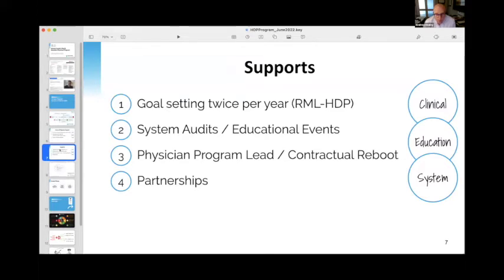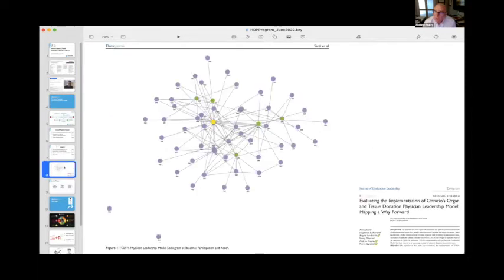We have system audits, like a recent audit that we did around structures for withdrawal of life-sustaining measures and the principal education that supports that. Our physician program lead and contractual reboot has served to refocus us a bit in this post-pandemic, intra-pandemic world that we're in at the moment. And I'll just say a brief word about partnerships.